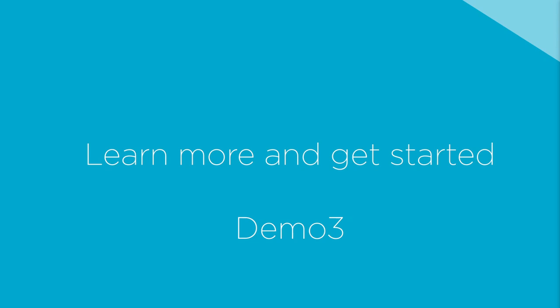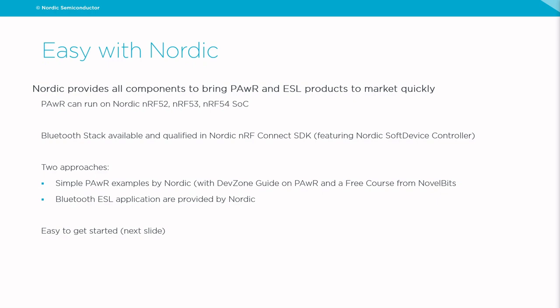Now, after having seen the Nordic offering for Bluetooth ESL, we can see how everybody can learn more, get started quickly with this technology, and bring to market fast new products based on PAwR and Bluetooth ESL. Whenever you want to handle many devices with a single access point, whether it is 10 or 10,000, it's worth considering using PAwR for your application. This is even better than designing your own proprietary protocol between gateways and tags. Now you can take advantage of the Bluetooth technology, its robustness, its security, its low power consumption, and the available hardware and software provided by Nordic. In this way, you can focus on your application and your core business. With Nordic, this is easy.